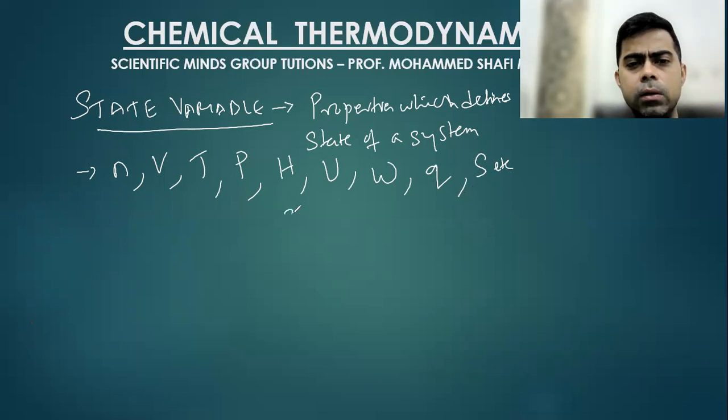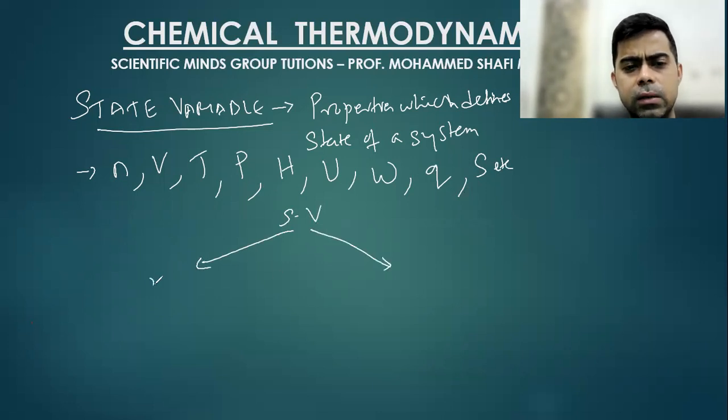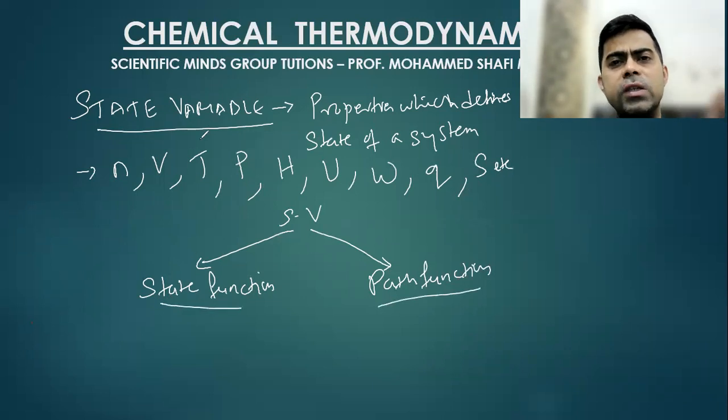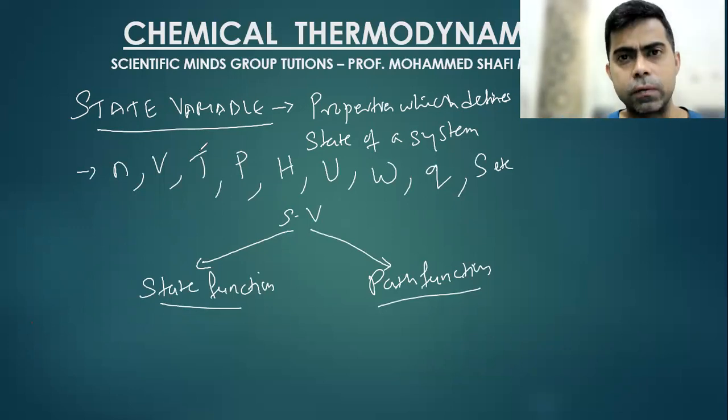And state variables can be of two types. Either it can be called a state function or a path function. Now, what is a state function? State functions are those variables which depend only on the initial and final state of the system. They do not depend upon the path followed.